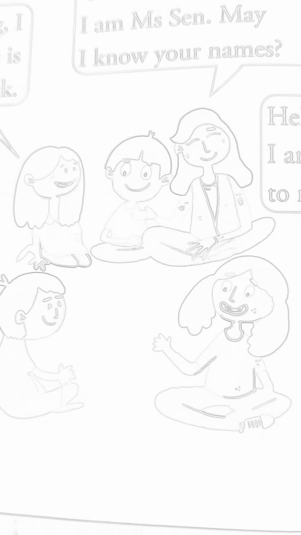Nouns. Nouns are. Remember to leave one finger space after each word. Nouns are names, N-A-M-E-S, names of persons, P-E-R-S-O-N-S. Persons means people, like this, okay?